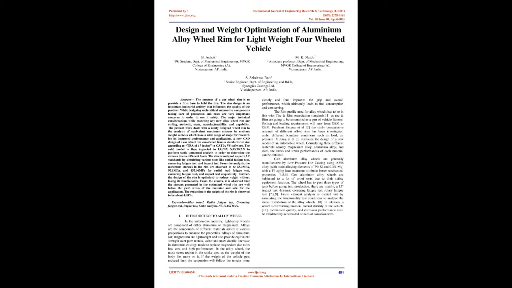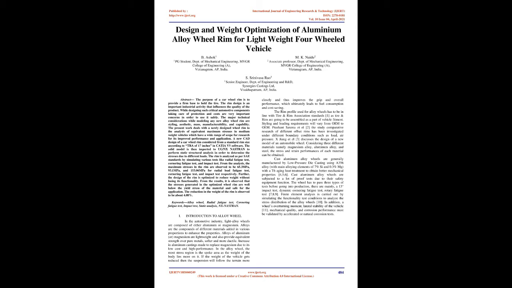From the analysis, the maximum stresses in the rim are observed to be 65.3 MPa, 93.1 MPa, and 153.06 MPa for radial load fatigue test, cornering fatigue test, and impact test respectively. Further, the design of the rim is optimized to reduce weight without losing its functionality. From the results, it is observed that the stresses generated in the optimized wheel rim are well below the yield stress of the material and safe for the application. The reduction in the weight of the rim is observed to be about 4.08%.